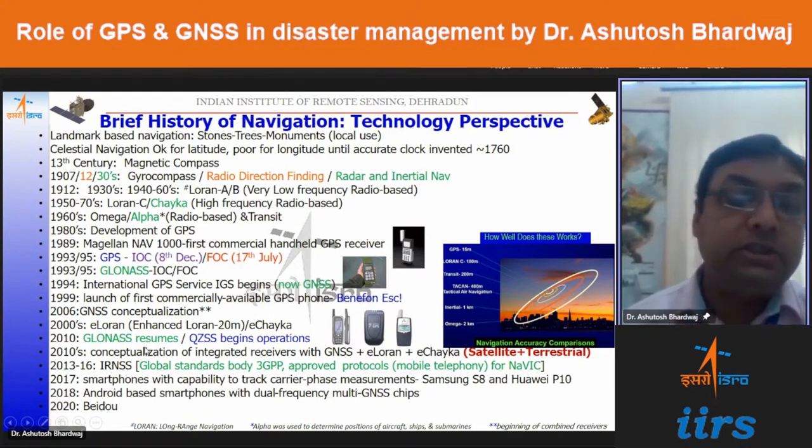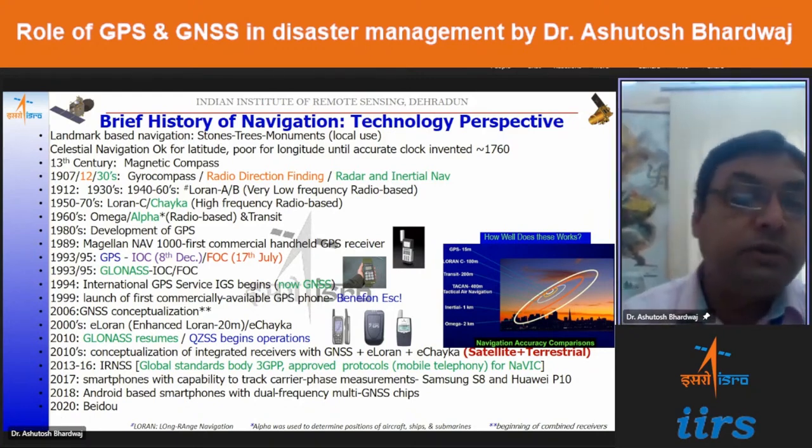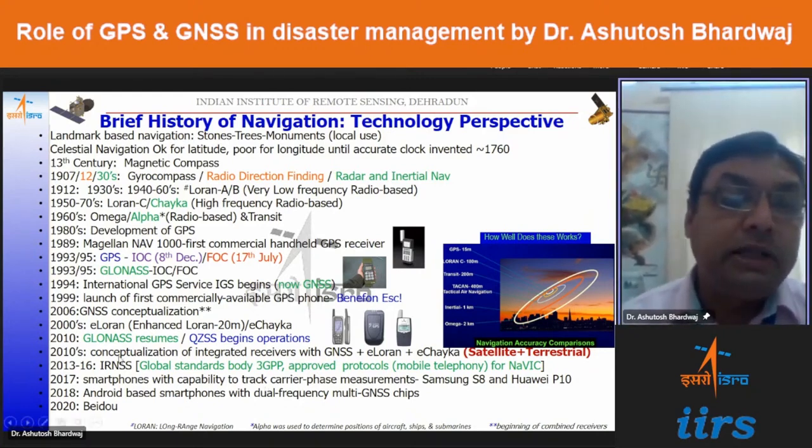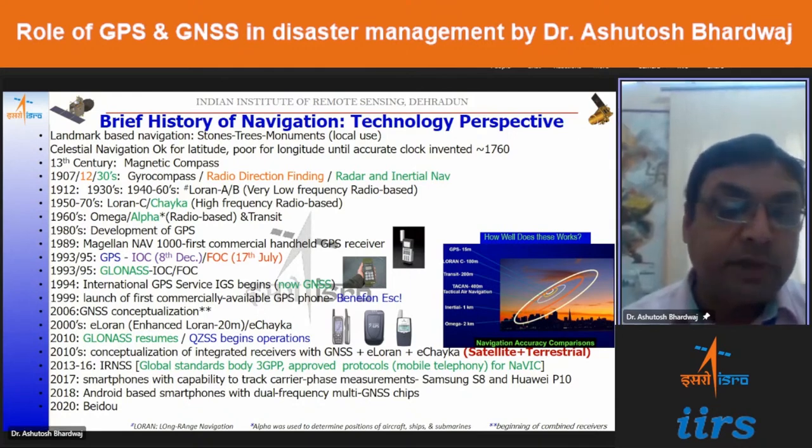Then the GLONASS, which actually was not performing properly after the disintegration of the Soviet Union, also started functioning properly again from 2010 onwards. And in the same year, Japan also started the development of the Quasi-Zenith Satellite System for navigation purposes.